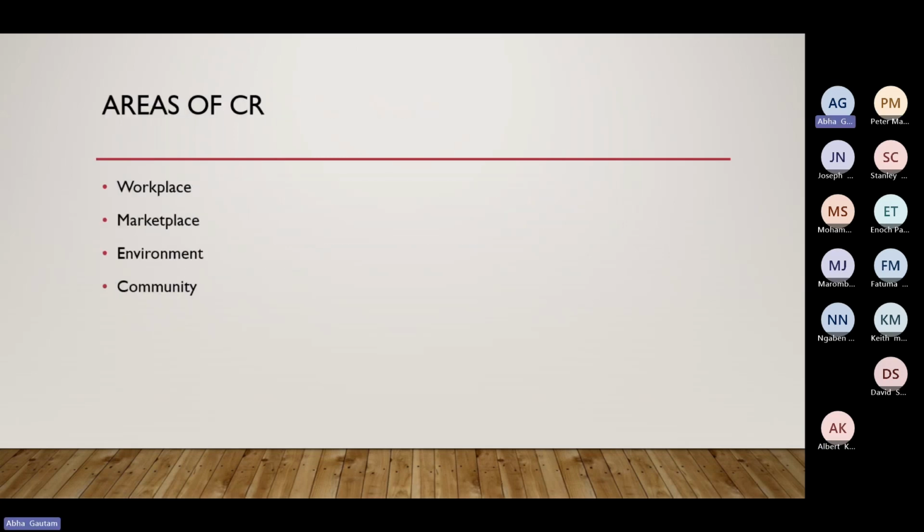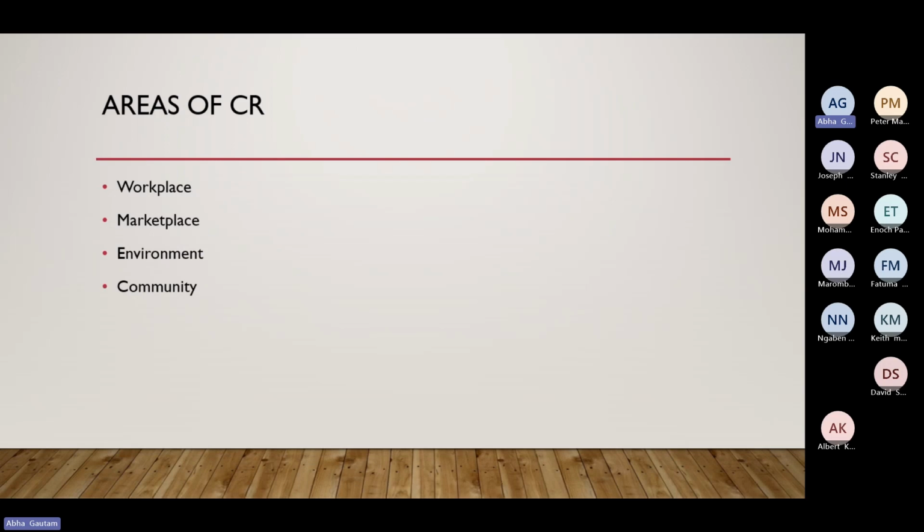Now there are many areas you can see. When we say corporate responsibility, we are talking about the benefits of all the stakeholders. So that means we have our workplace where people are there. We have to think about them, their benefit, so that they can work. You know, we have to clap with both hands. Two hands are required to clap. And hence, we have to make sure that our people are happy.